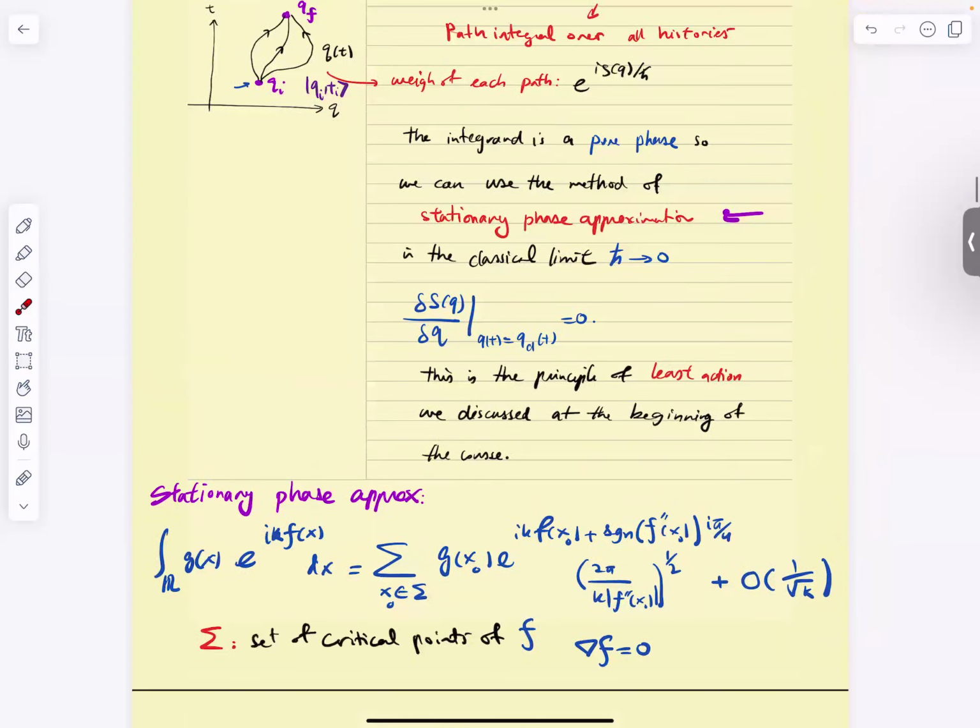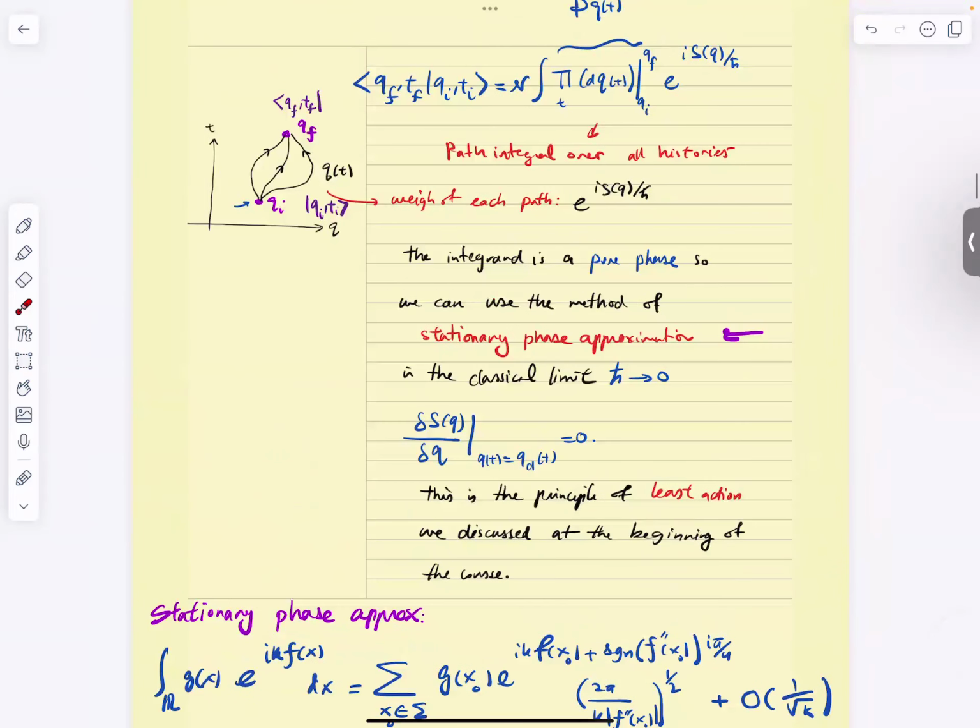All right. So similarly, here we have a path integral. H bar is very small, so this is rapidly oscillating. So the path integral is dominated by the case when S of Q is a saddle, right? Is extremized. What is it? What is the variable that we're varying?